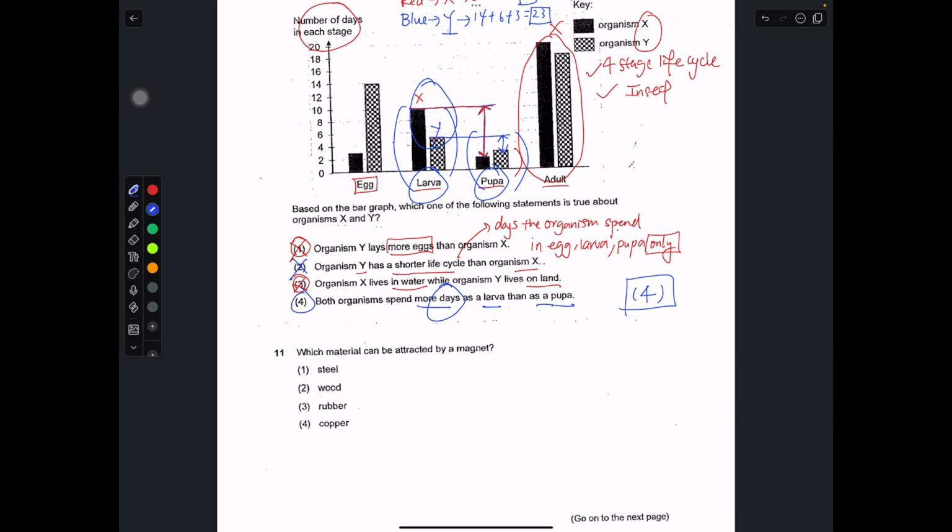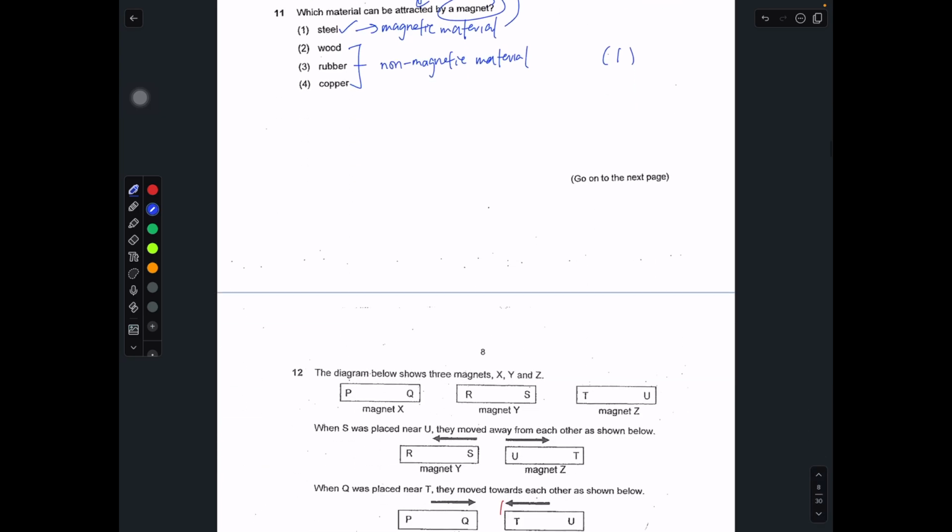Which of the materials can be attracted by a magnet? Okay, must be steel because steel is a magnetic material that can be attracted by the magnet. These 3, they are non-magnetic materials. That means they will not be attracted by a magnet, nor will they become a magnet themselves. Okay, so this is number 1.